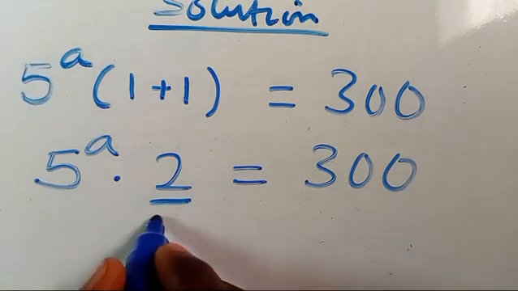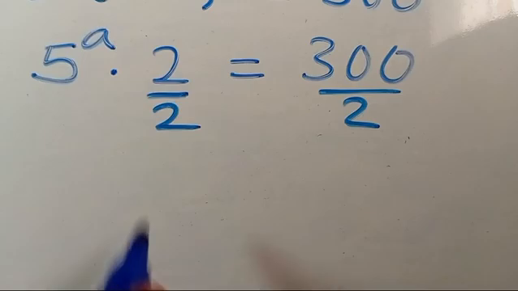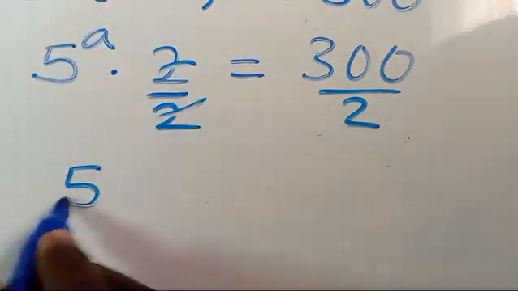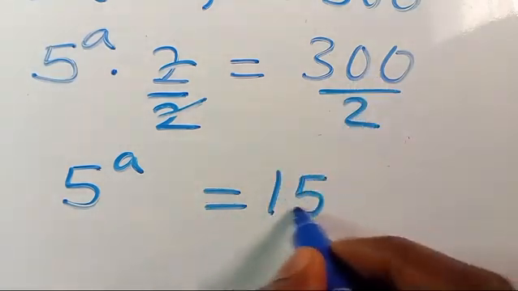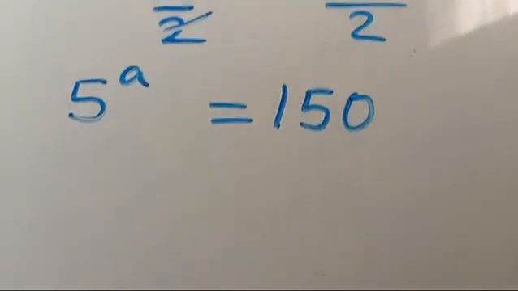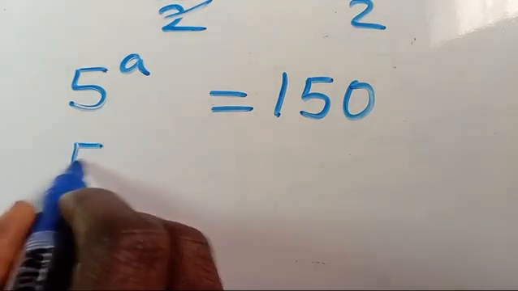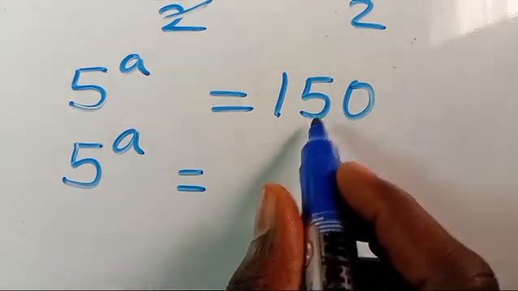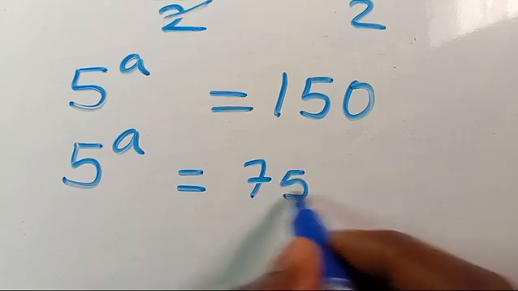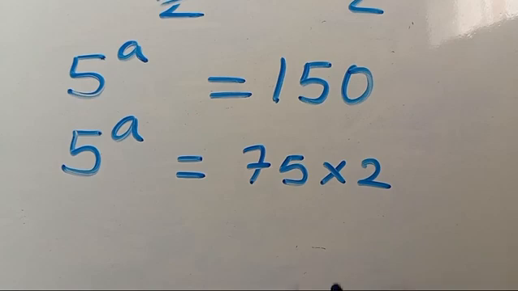From here, dividing through by 2, we cancel out this. We have 5 to the power of a. 300 divided by 2 will give us 150. Then from here, we have 5 to the power of a equals, we can have this as 75 multiplied by 2. 75 times 2 will give us 150.